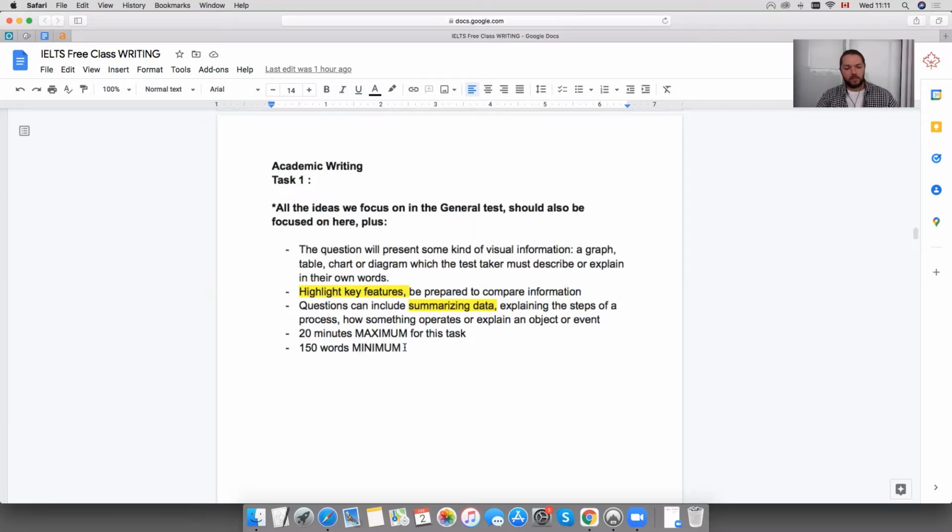So training your writing to different kinds of questions is very useful. Don't just focus on bar graphs or a pie chart. Focus on all those different kinds of questions. Same idea as before, 20 minutes maximum for this task, hopefully 15 if possible, and then 150 words minimum. We want to be writing more than 150.